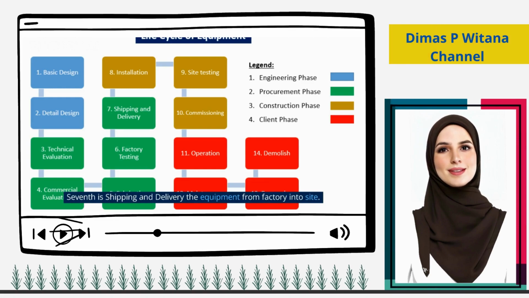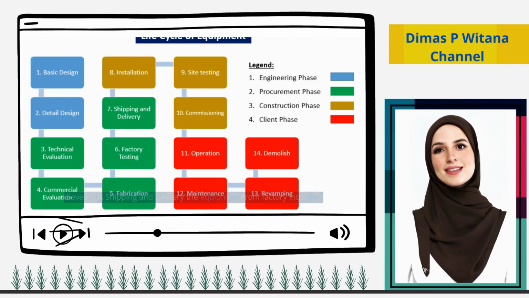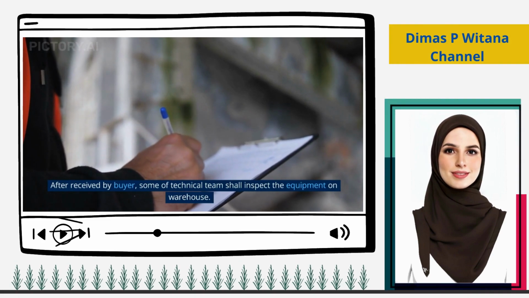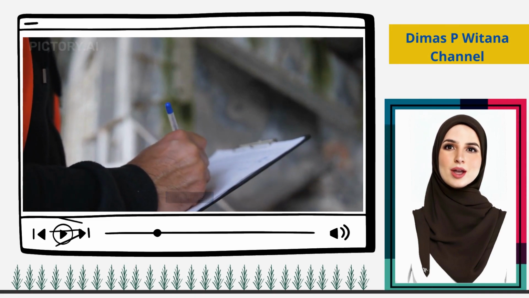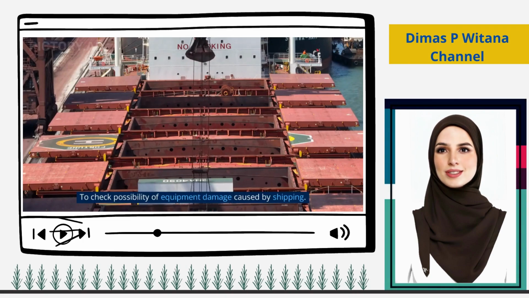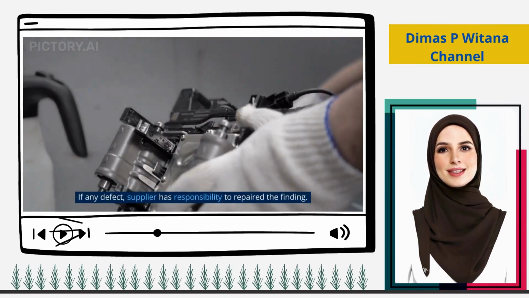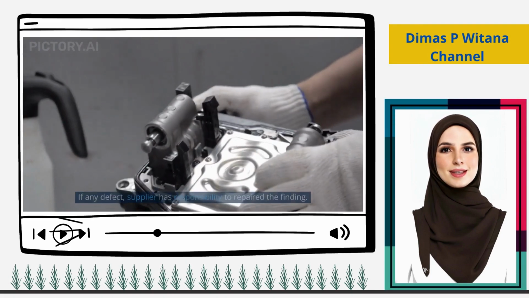Seventh is shipping and delivery of the equipment from the factory to the site. After it is received by the buyer, some of the technical team shall inspect the equipment in the warehouse to check for possible equipment damage caused by shipping. If there is any defect, the supplier has responsibility to repair the finding.